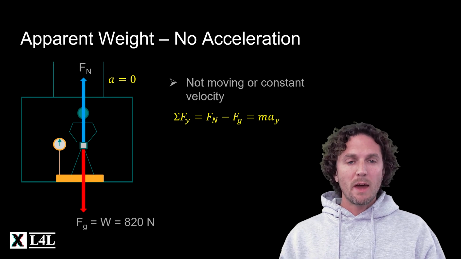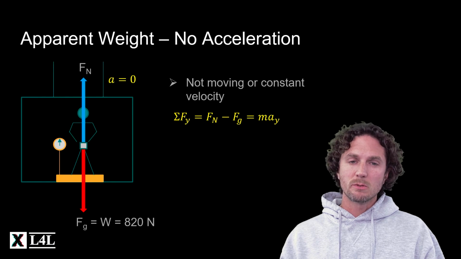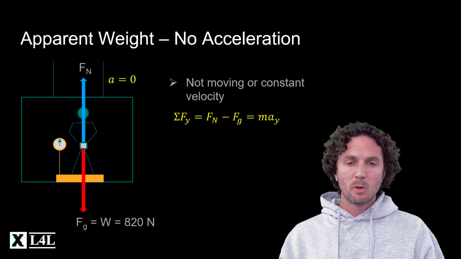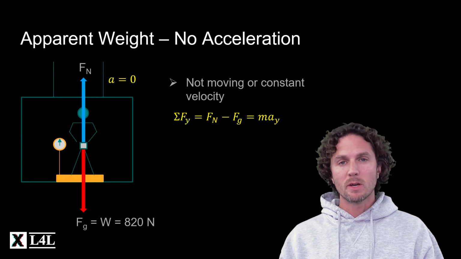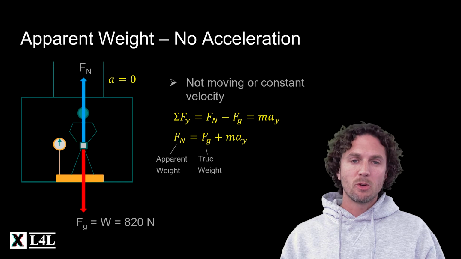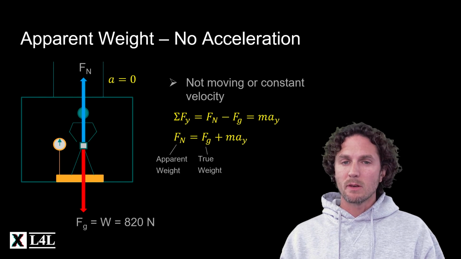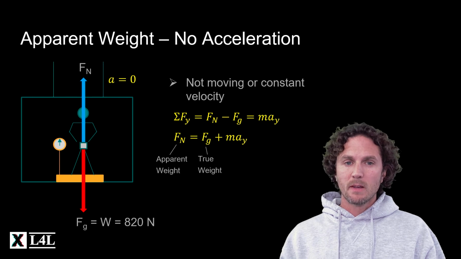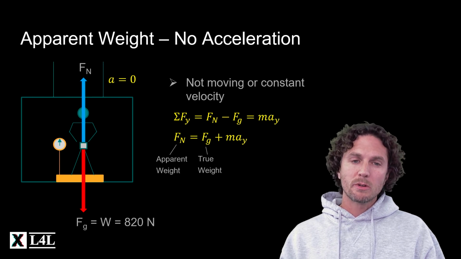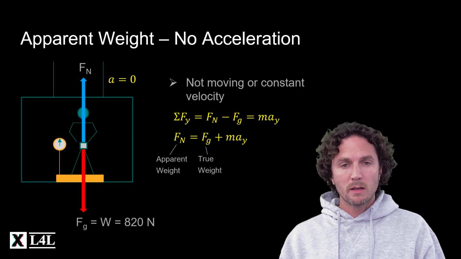Now, when we're analyzing it from Newton's second law, we find that the sum of the forces in the vertical is equal to the normal force minus the force due to gravity, which is equal to the mass times the acceleration in the y direction. Rearranging this equation, we find that the normal force is equal to the force of gravity plus the mass times the acceleration in the y direction. Now, the normal force is what we're referring to as the apparent weight, and your force due to gravity is actually your true weight.